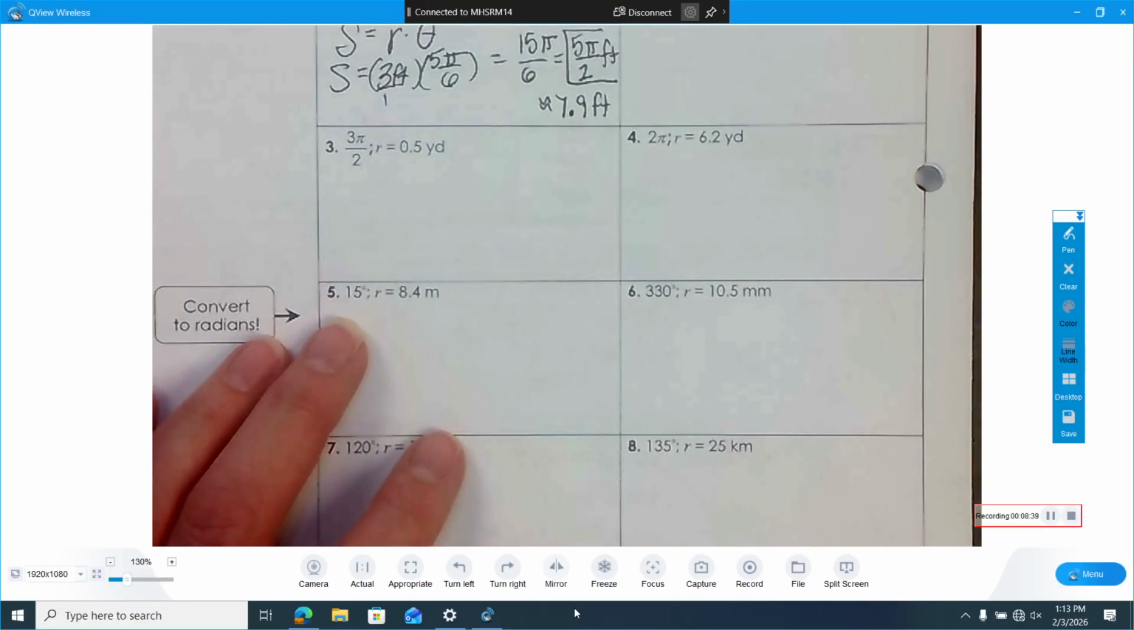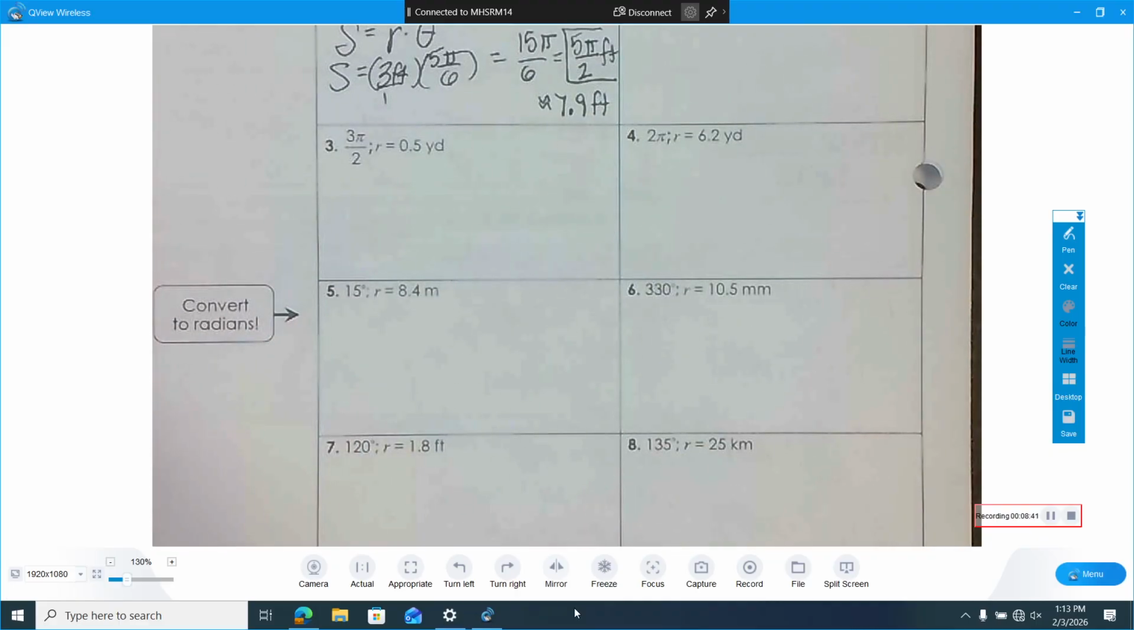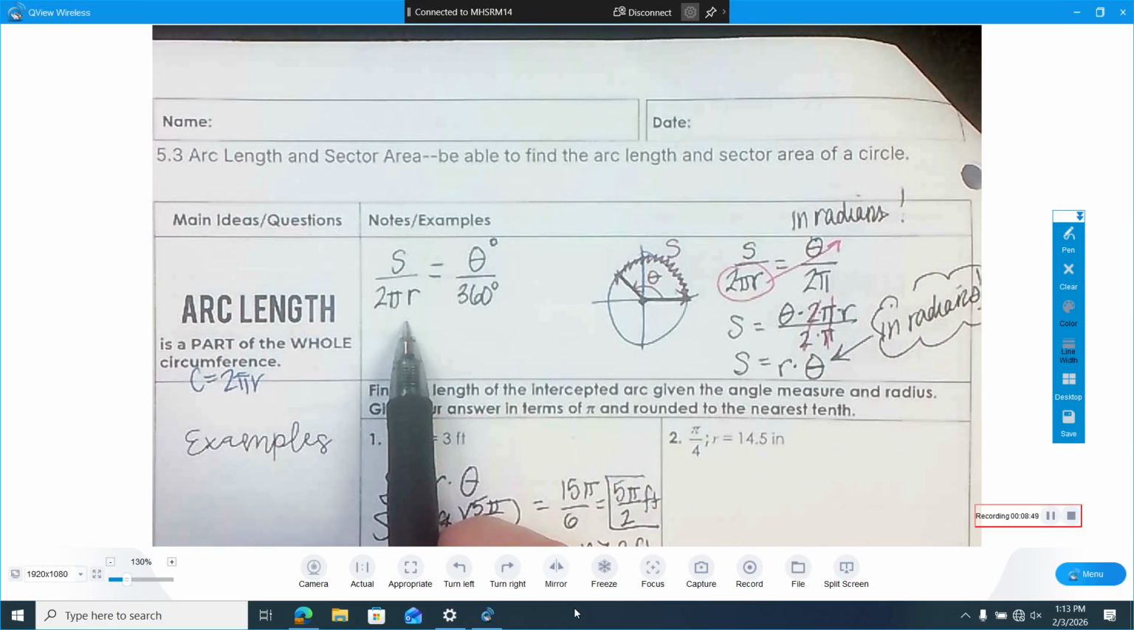What's different about 5, 6, 7, and 8? They have degrees. So you have an option here. You can do it a couple of different ways. Do you want to set it up with the proportion this way? Sure. I think that's a great way to do it.